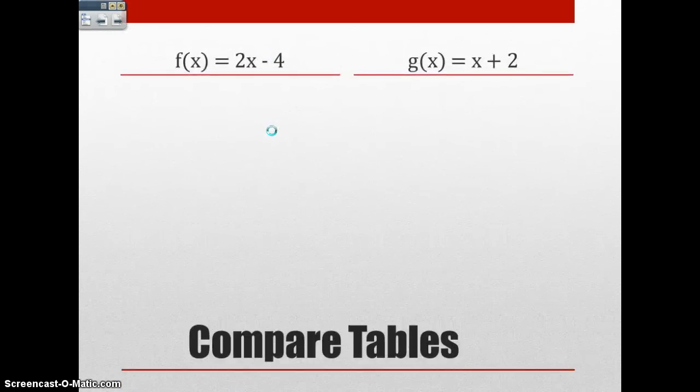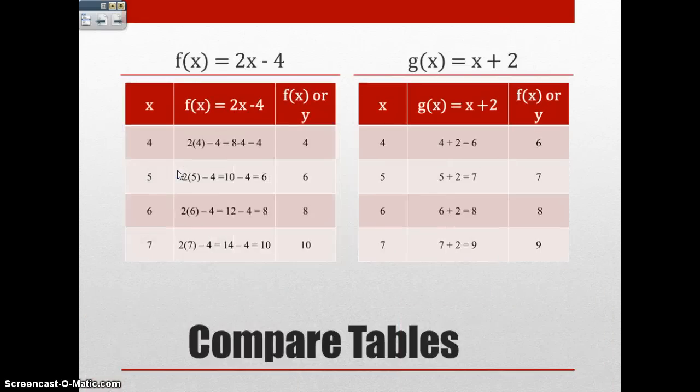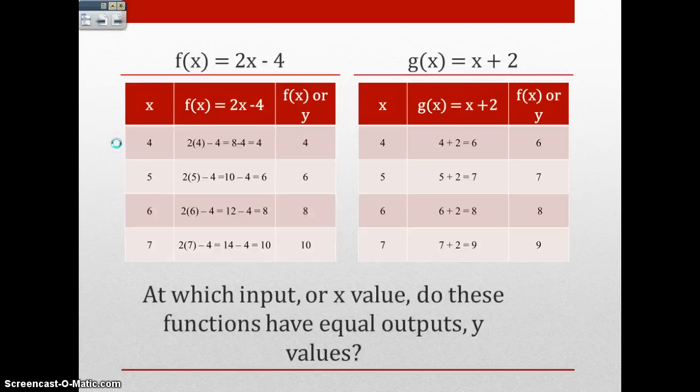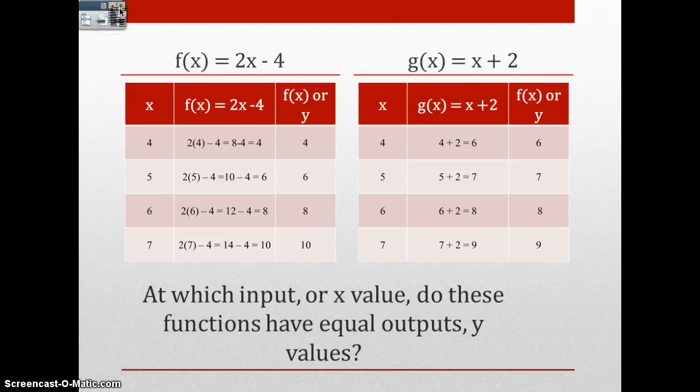So now let's compare the two tables. We have f of x on the left, we have g of x on the right. And as we look at these tables, we should be asking ourselves, at which input or what value of x do these functions have equal outputs or y values? And we'll notice that that occurs right here.